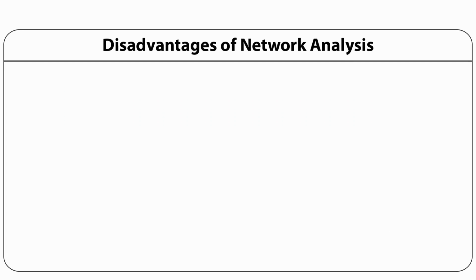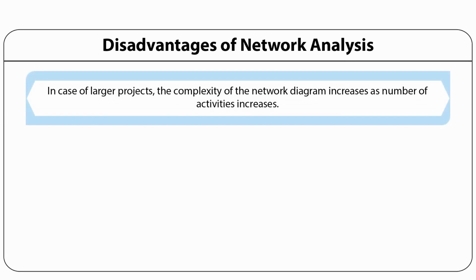Some of the disadvantages of network analysis are: firstly, in case of larger projects, the complexity of the network diagram increases as the number of activities increases. This is due to the fact that more people and more activities are involved, so therefore it is very difficult many times to identify the proper sequence, and it may lead to chaos and complexity. So this can be a major disadvantage.